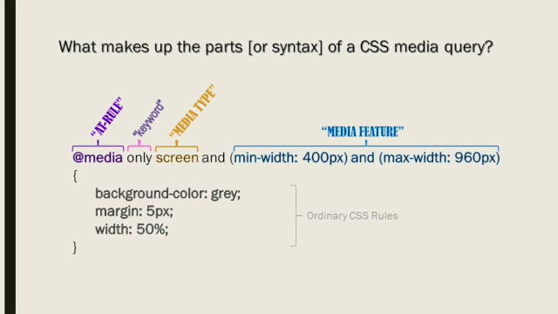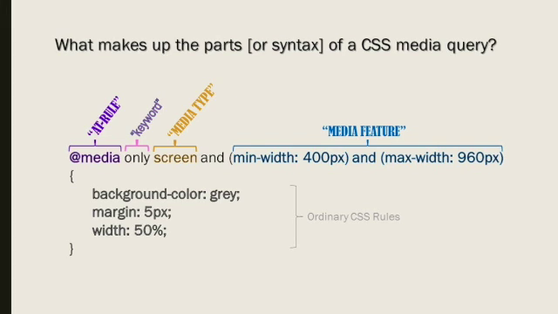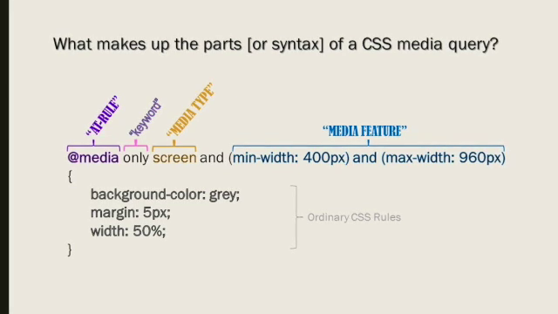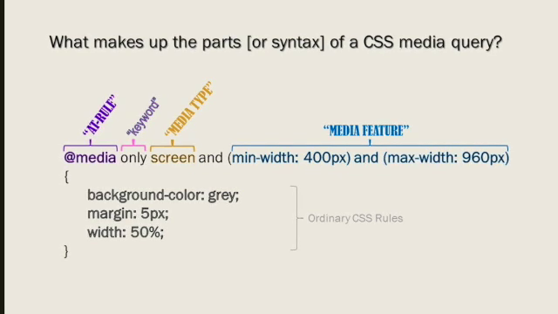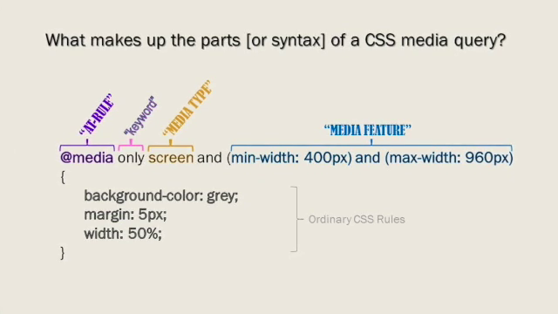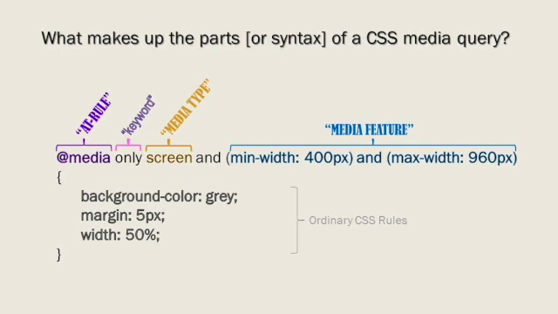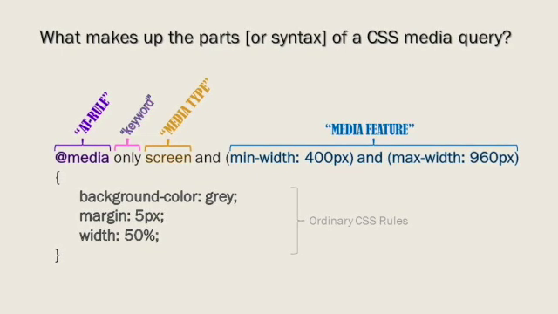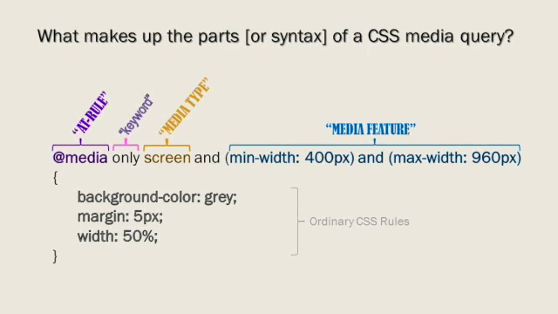Keywords are also known as logical operators and aren't mandatory. Media type is the type of device that the query is looking at to perform the CSS property or to ignore it. The media feature is the specific information the query is gathering about the media type to return a true or false statement, and then if it will apply it or ignore it. And then you have the CSS properties that will be applied if the statement returns true.